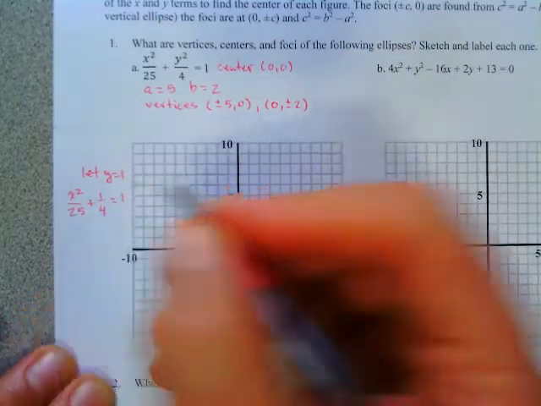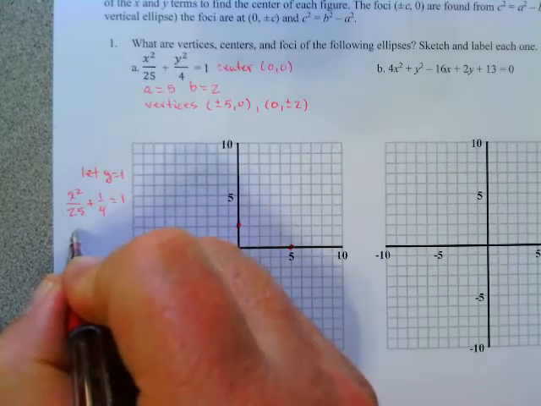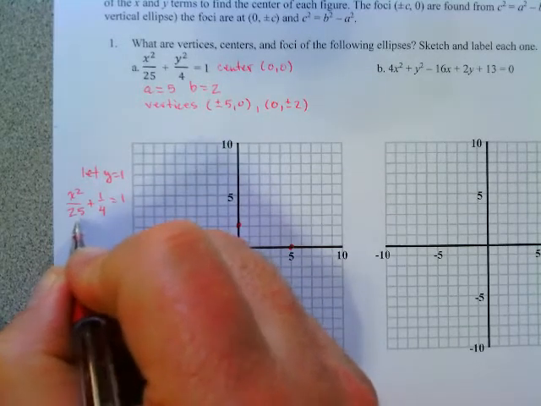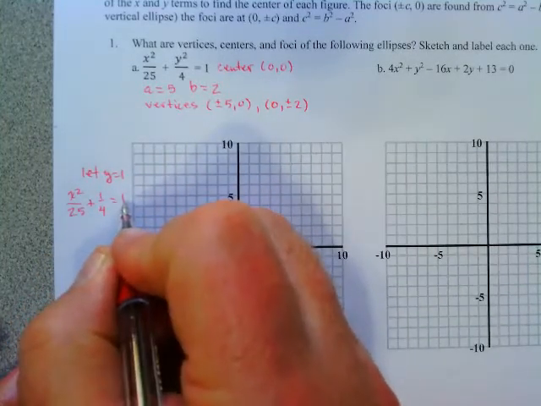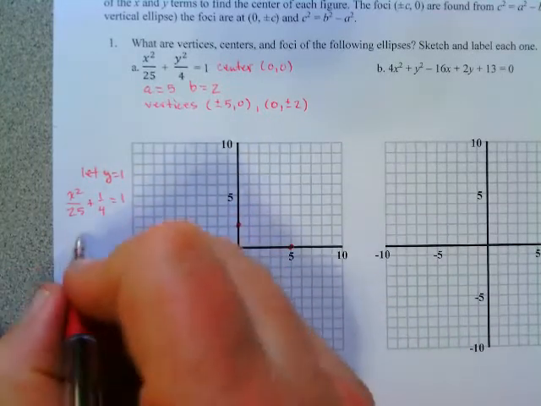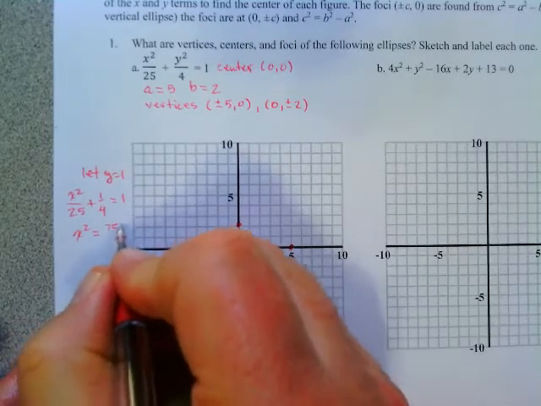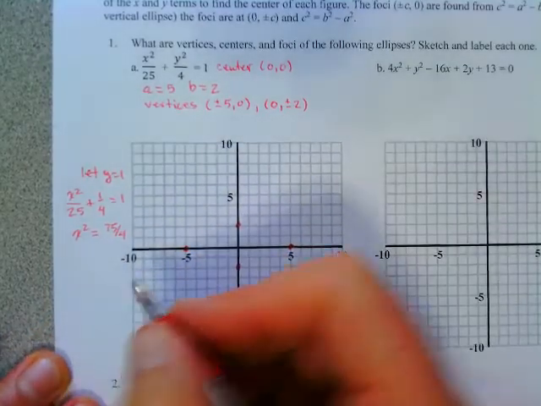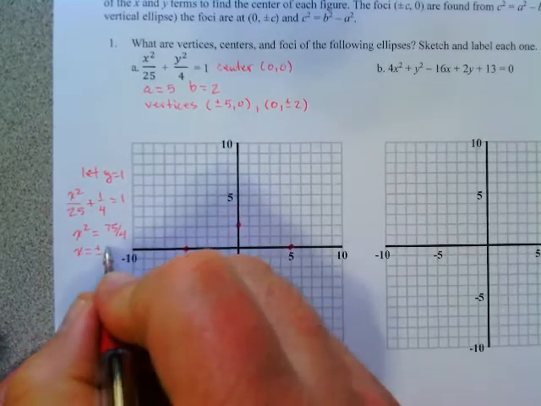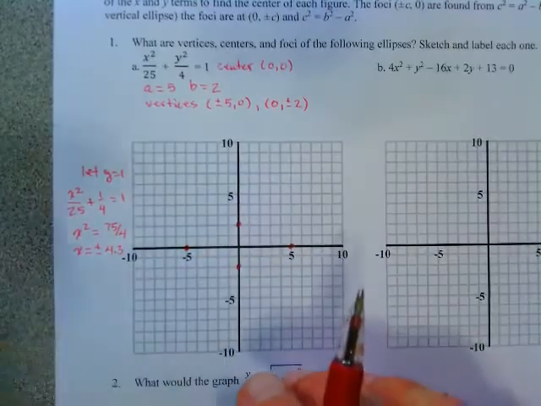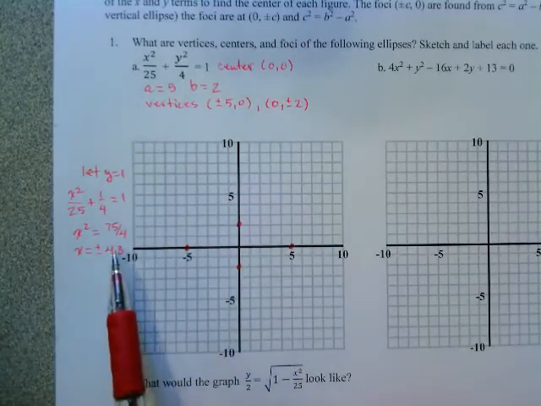That equals 1. Subtract the 1/4 from both sides and multiply by the 25. When we subtract 1/4, that'll be 3/4, and then multiply by 25. And we'll end up with x squared equals 75 over 4. And therefore, when we square root both sides, we're going to have plus or minus about 4.3. So by letting y equal 1, we get plus or minus 4.3.